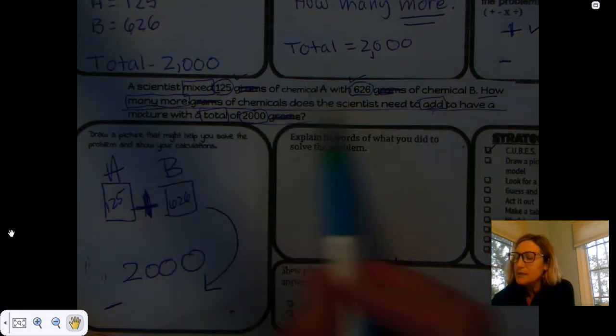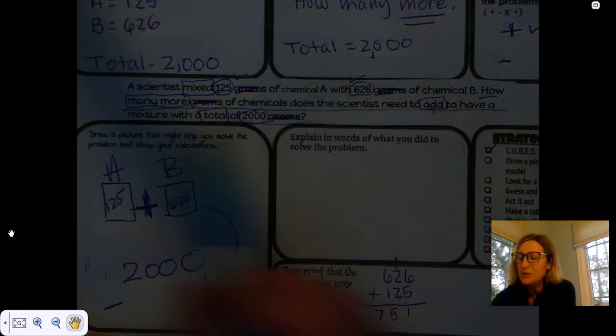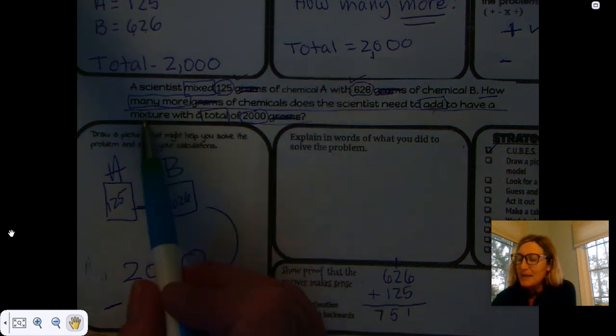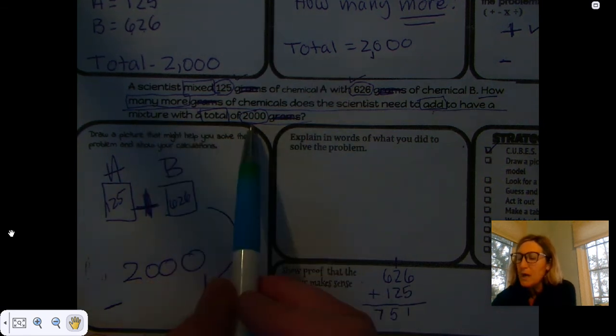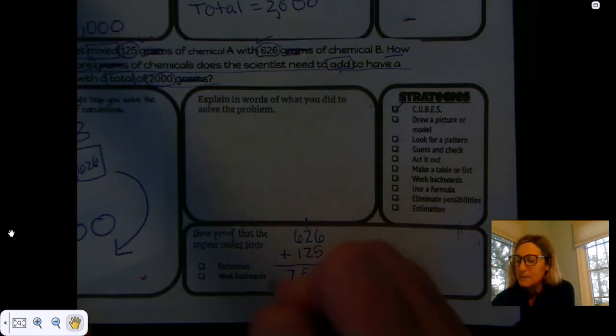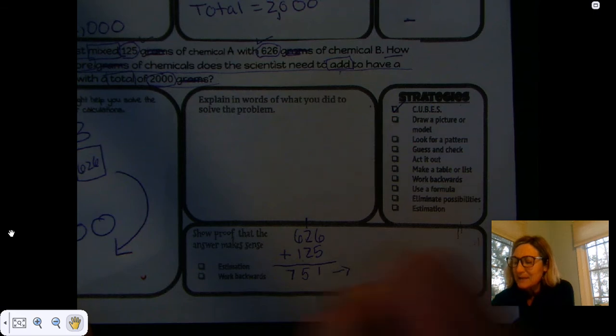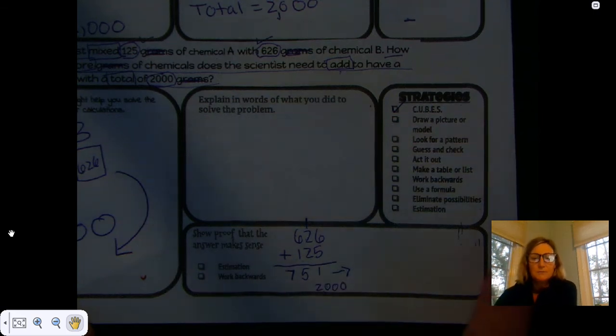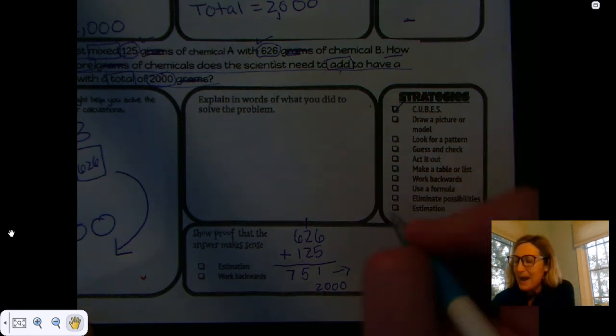How many more does the scientist need to add to have a mixture with a total of 2,000? All right, so we've added. We know we have 751 grams. We have to get to 2,000. So what are we going to do? Let's take away what we have.